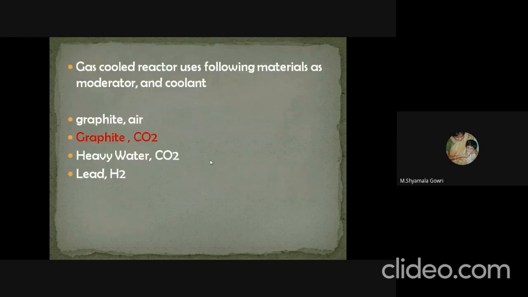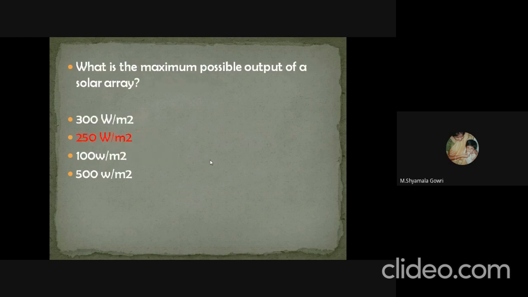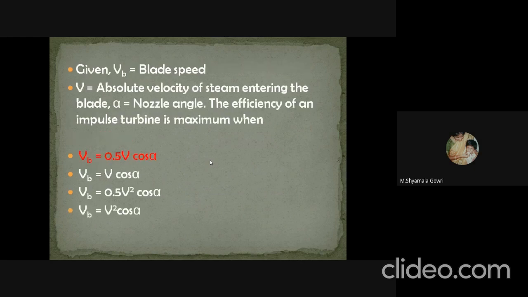A gas-cooled reactor uses which of the following materials as a moderator and coolant? Actually, a gas-cooled reactor uses graphite as a moderator and CO2 as a coolant. What is the maximum possible output of a solar array? 250 watts per meter squared is the maximum possible output of a solar array. Given VB blade speed, V absolute velocity of steam entering the blade, alpha nozzle angle, the efficiency of an impulse turbine is maximum when VB equals 0.5 V cos alpha.